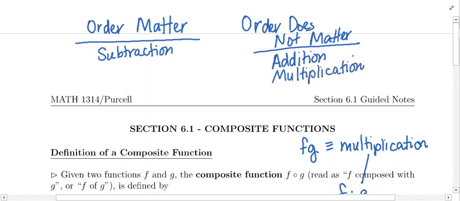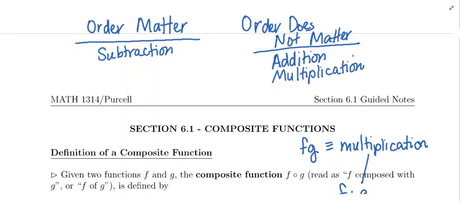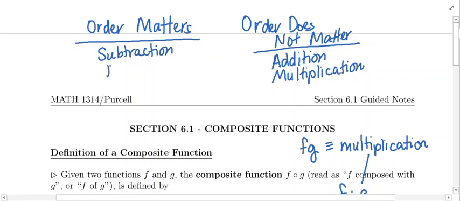Division, order matters. If I do 10 divided by 2, that's different than 2 divided by 10. Same with functions. If you're taking two functions and dividing them, it matters which function is in the numerator. So order matters with division. Now we're taking two functions and making a new one through composition. And what you need to know, even though we haven't composed anything yet, is that order is going to matter for composition.